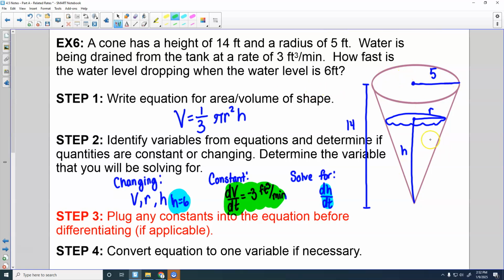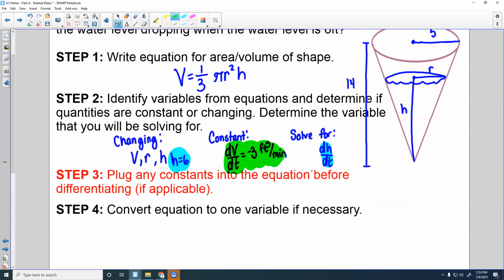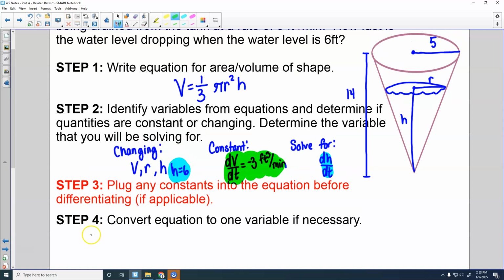So what happens right here with this cone? As our water drains from our cone, the small cone, which is the water, is similar to the bigger cone, right? This angle right here is going to stay the same. You're going to have a proportional relationship. So it would have to be true in this case that our radius over our height would have to equal 5 over 14.